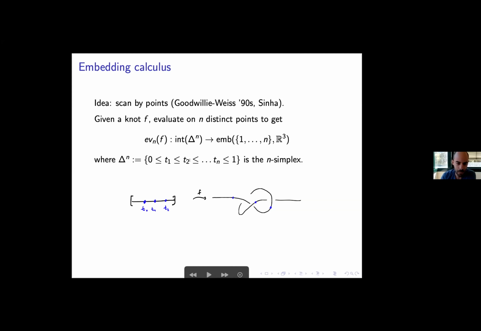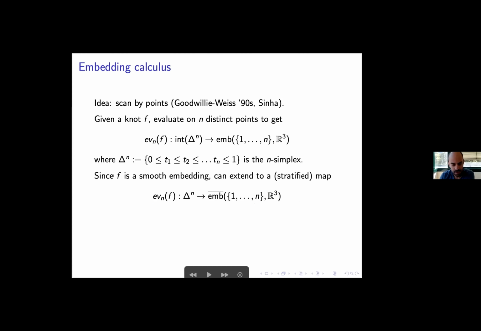So if you have your knot f, you can just evaluate that knot on finite subsets. So you get a map from the interior of the n simplex, which parameterizes these finite subsets, to the space of configurations of n points in R3. Okay, so that's just the usual evaluation. It requires some work, but you can show that because f is a smooth embedding, you can actually extend this evaluation map to the whole of the boundary of the simplex.